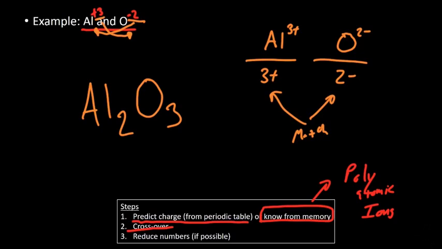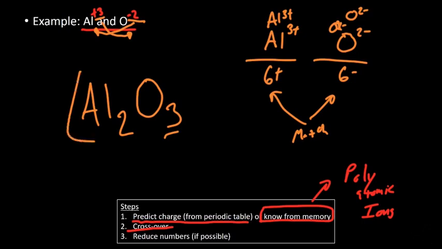Well, if I have 3 oxygens, O2 minus, O2 minus, O2 minus, then that's going to add up to 6 minus. Now they still don't match, but if I take into account that I have 2 aluminums, that is going to make it 6 plus. So now those are equal and opposite. That's what I mean by match. 6 plus and 6 minus cancel out. And so that's why that's a neutral compound. So that's our correct answer.